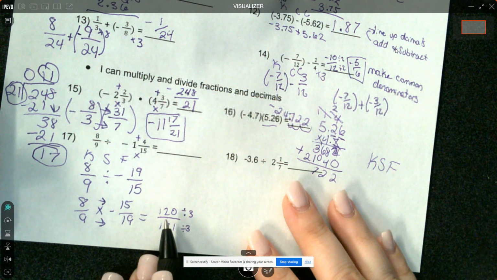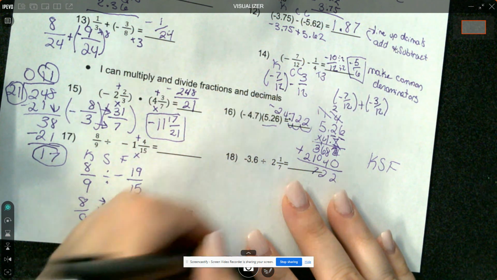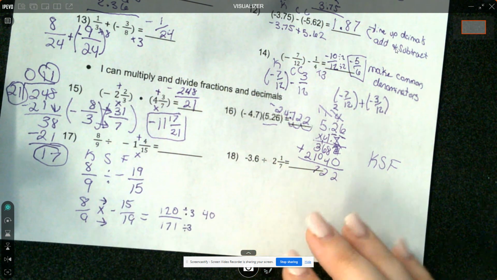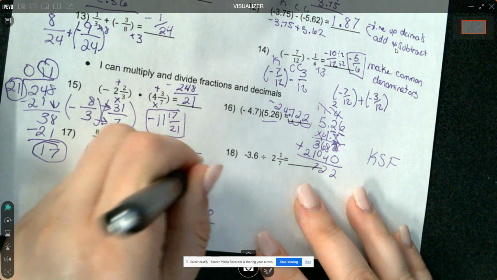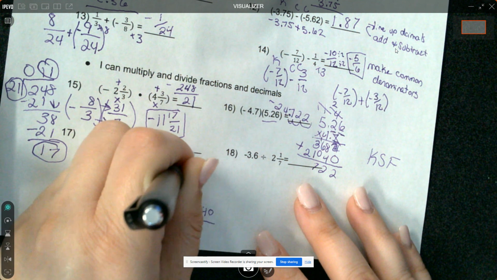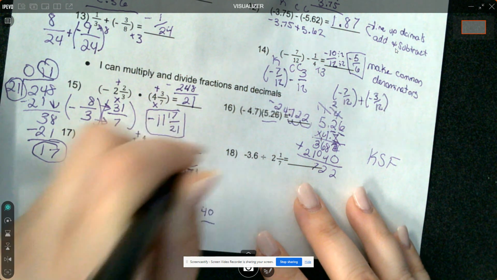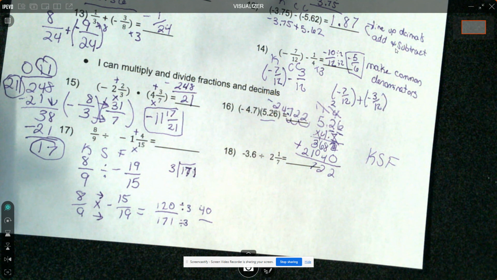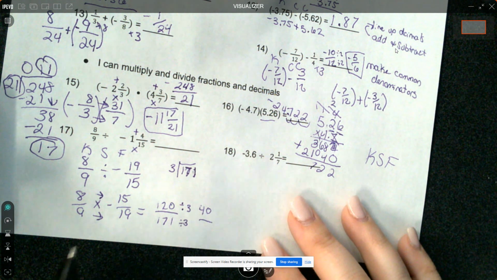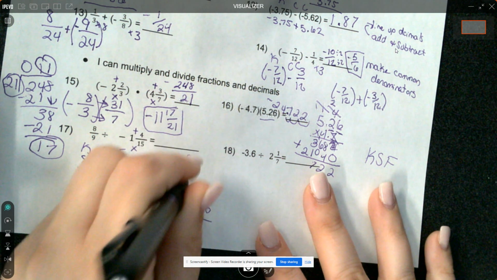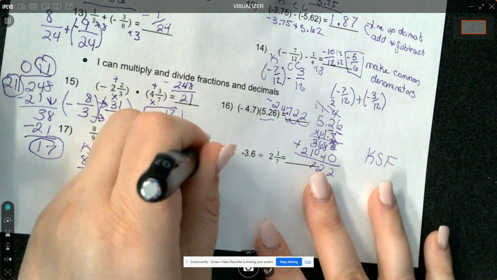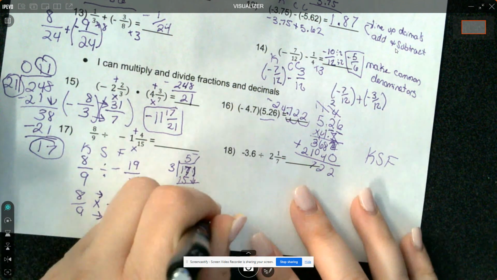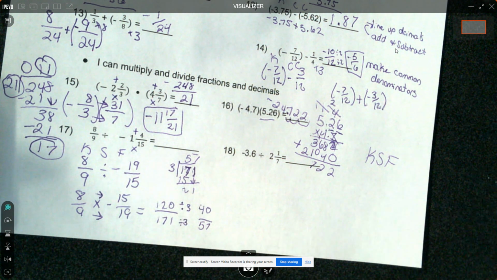What's 120 divided by 3? Does anyone know? 40. 12 divided by 3 is 4, and then you just add your 0. 171 divided by 3? If you don't know, you can always set up long division. It goes into 17 5 times. That's 15. And it goes into 21 7 times. So it'd be 57. Can I make it any smaller?